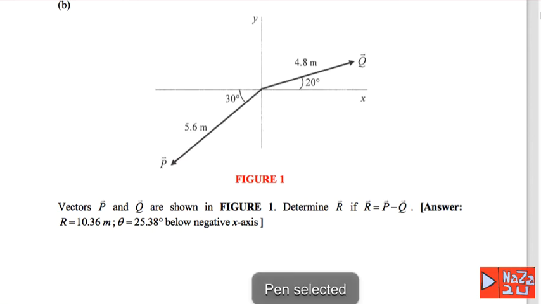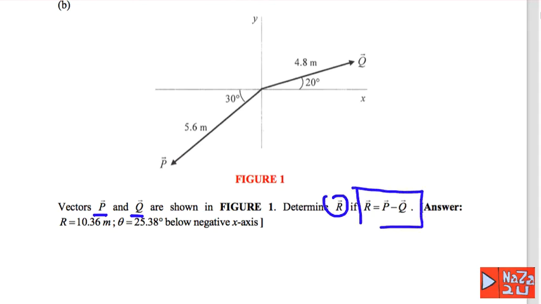Question number B. Here you have vector P and vector Q. This is vector P and this is vector Q. This means the value of the vector R, if R is equal to vector P minus vector Q. Now vector P direction is downward and vector Q direction is upward.